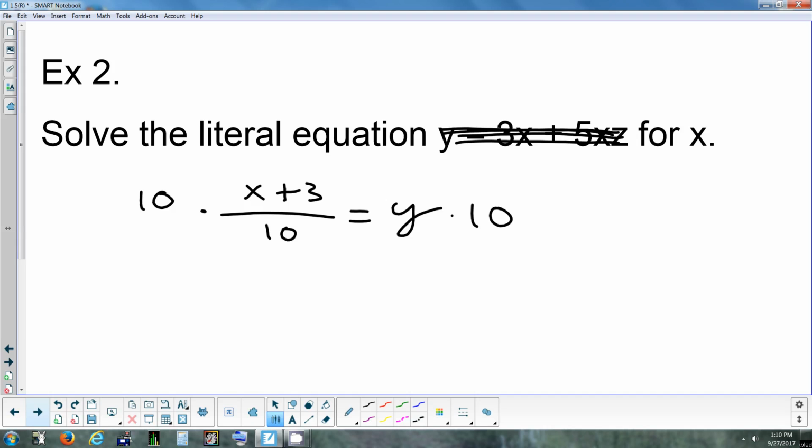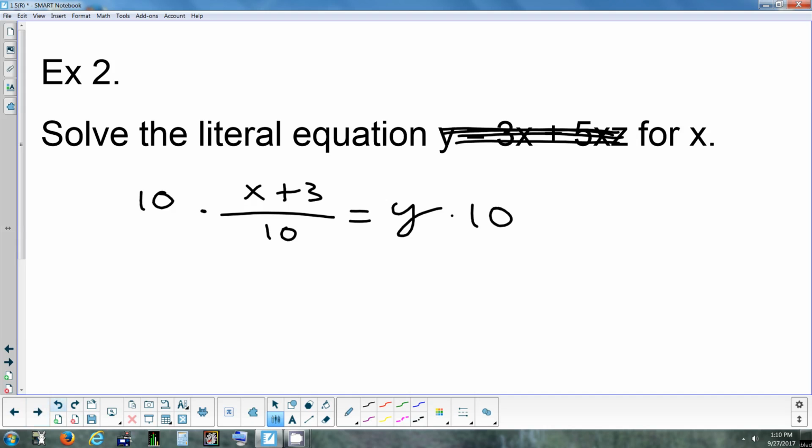What's the opposite of divide? Multiply. So to cancel out the 10, that's the goal. If we could get rid of that fraction, things are going to get a lot easier. So if you want to get rid of dividing by 10, do the opposite operation, multiply by 10.